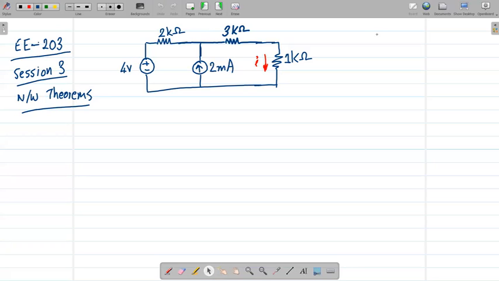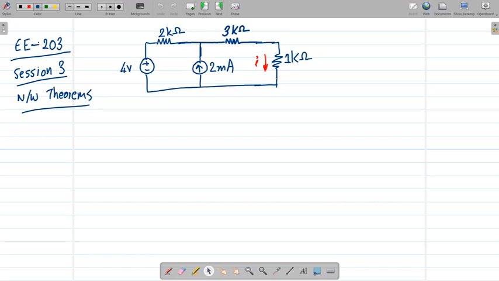Let us continue our revision of network theorems in session 3 today. I have already drawn a circuit to save time. The aim of the circuit is to calculate the current going through the 1 kilo ohm resistor, and we have two sources of power. One is a voltage source of 4 volts, and then there is a current source of 2 milliamps, and you have to find what is the current going through the 1 kilo ohm resistor.